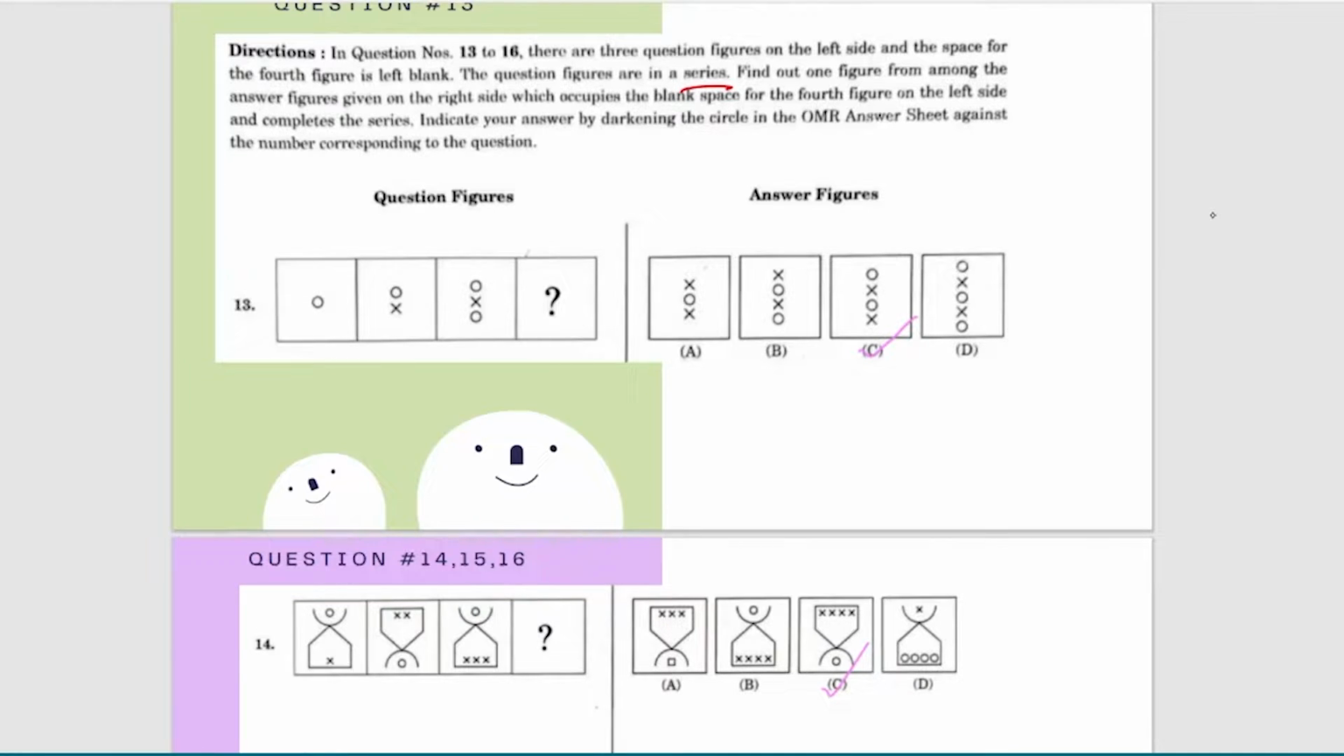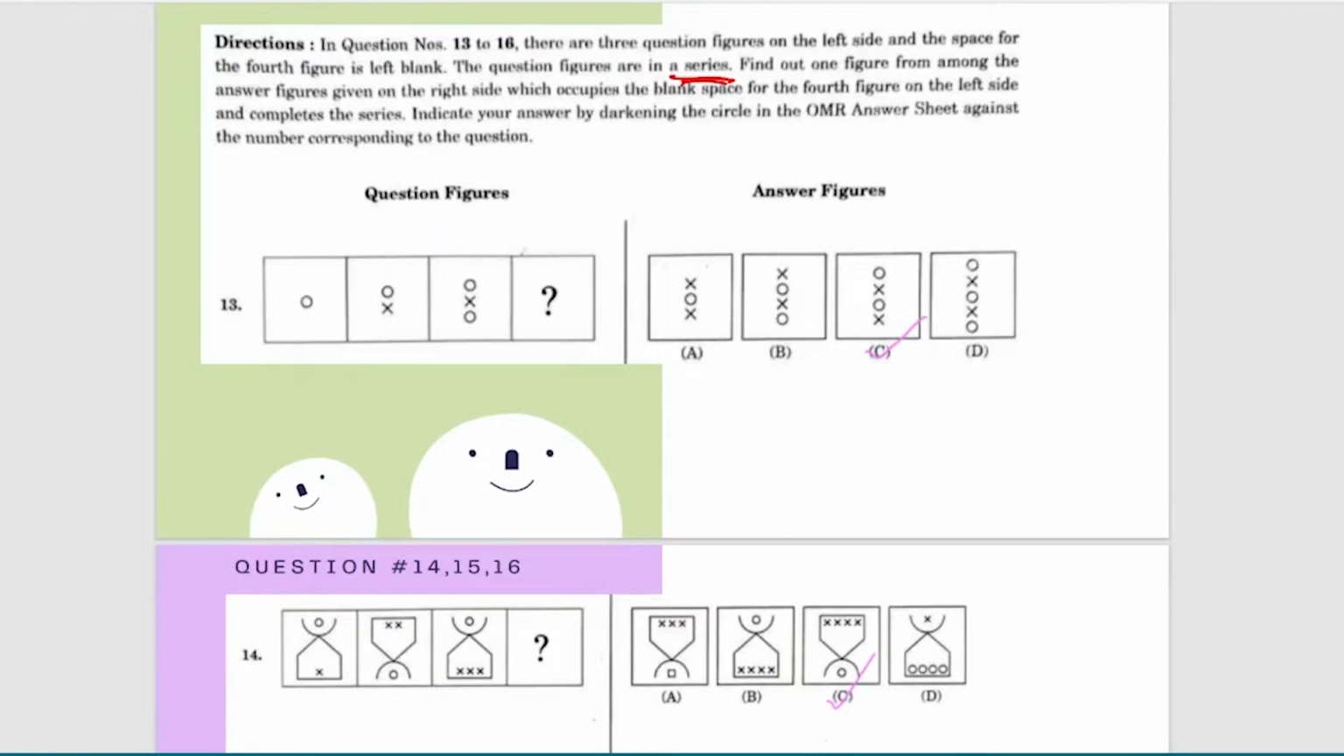So we can see the question figures here. So basically they are saying that these question figures are in a series. What does series mean? These question figures have a pattern. Basically the third tile we can get by looking at the second tile, and the second tile we are getting by looking at the first tile.